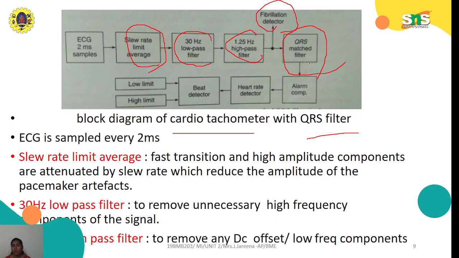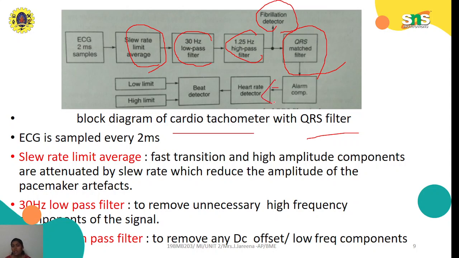Okay, so the output of the QRS match filter, we then give into the alarm compensation block. Here we have programmed some threshold values. Once the signal goes beyond those threshold values, this alarm compensation block will be activated. It gives an alarm to indicate that some abnormality is going on.